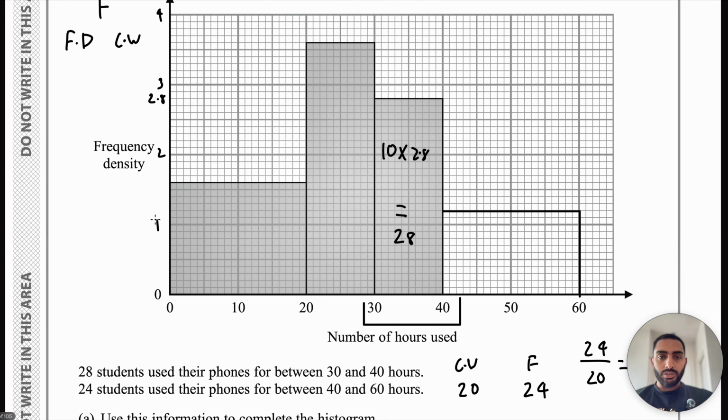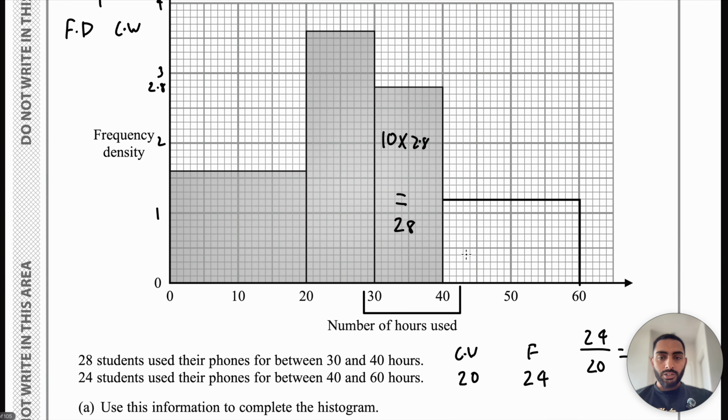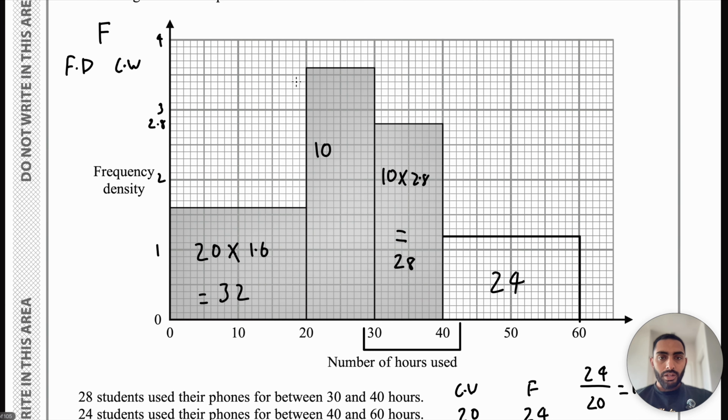All I need to do here is work out the areas of all of these. I'll just write 24 here because it told us that in the previous part of the question. In this area, we've got a length of 20. That's going to be multiplied by 1.6. 1.6 times 20 would be 32. Then we've got between 20 and 30, so the distance is 10. We're multiplying that by 3.6. So that area would be 36.